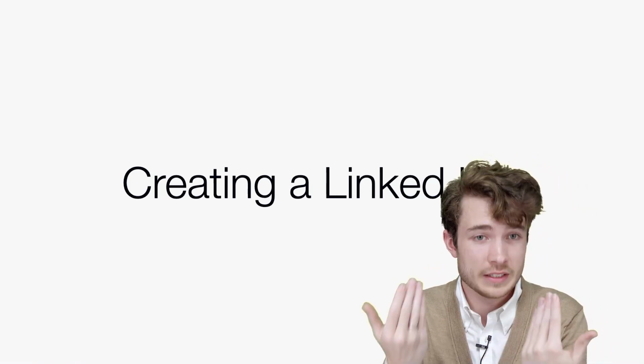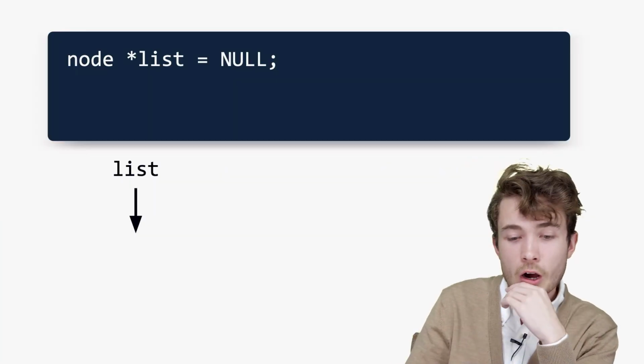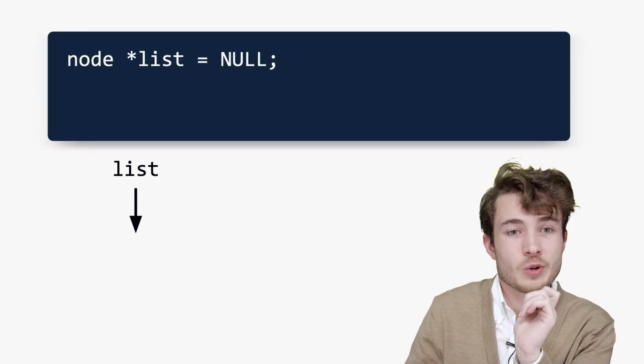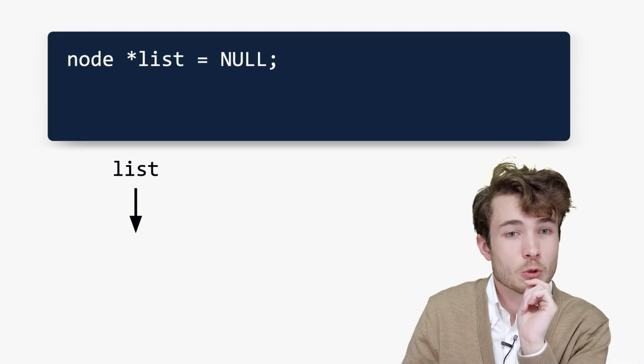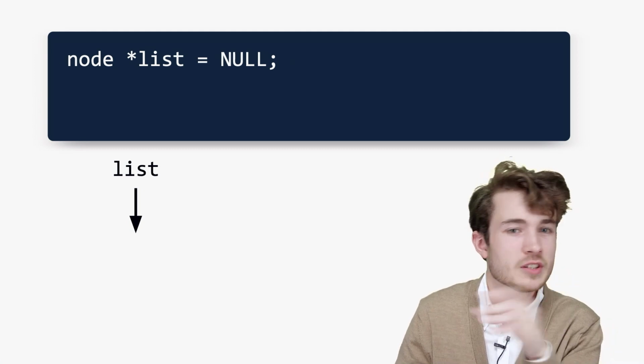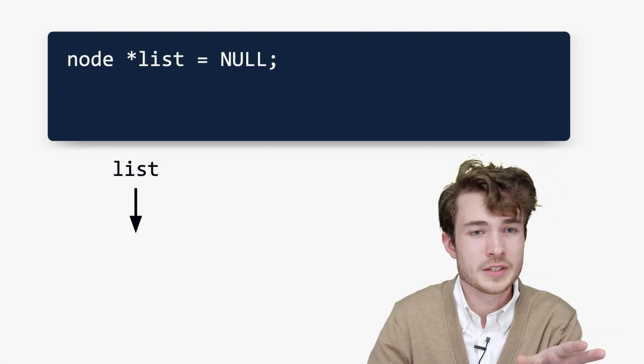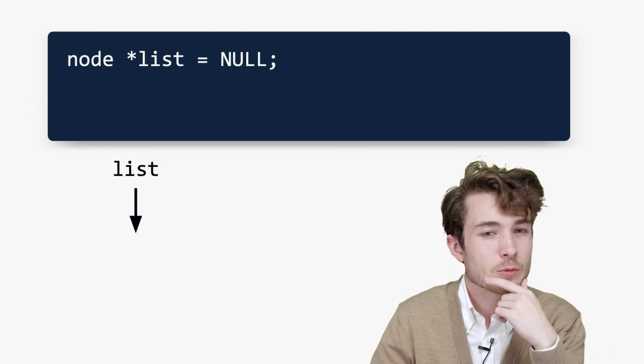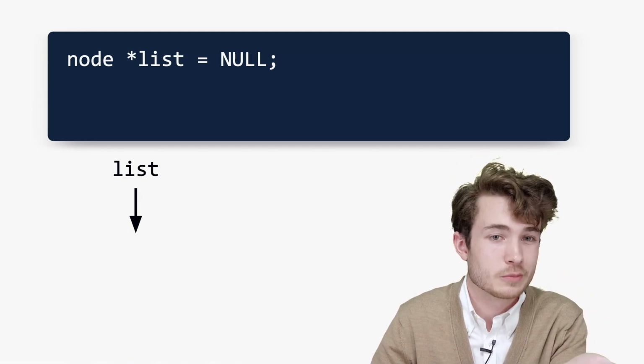So to create a linked list, we'll often do this. We'll often create a new pointer to a node, and first set it equal to null, because it's pointing to nothing. There are no nodes in our linked list. But once we've done that, well, we probably want to add at least one node, right? So let's go ahead and do that.